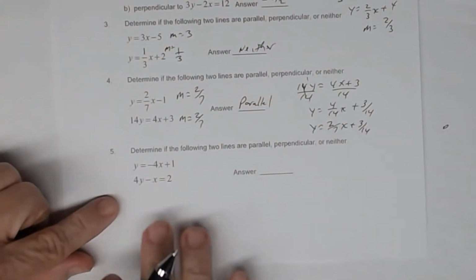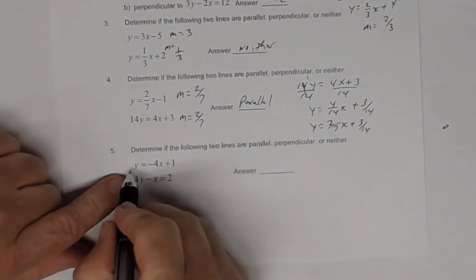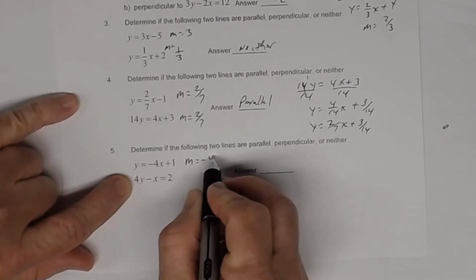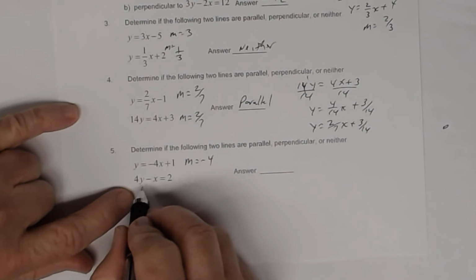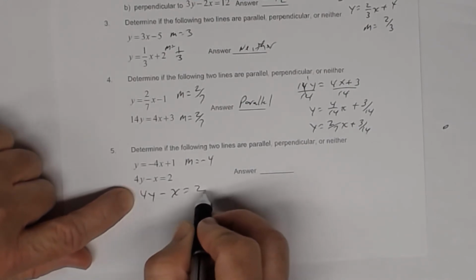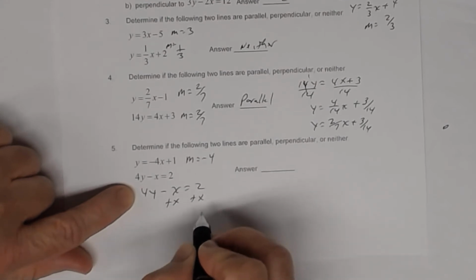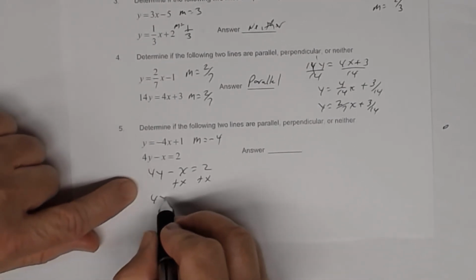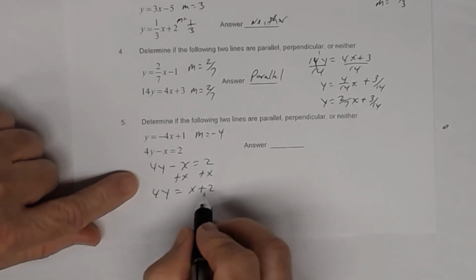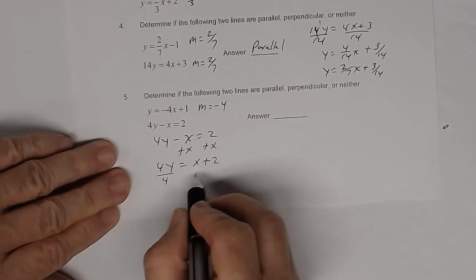All right, and then finally the next one. Here it's already in slope-intercept form, so the slope's -4. Let's go ahead and get y by itself here. So I get 4y minus x equals 2. Adding x to both sides, I get 4y equals x plus 2. Dividing both sides by 4.